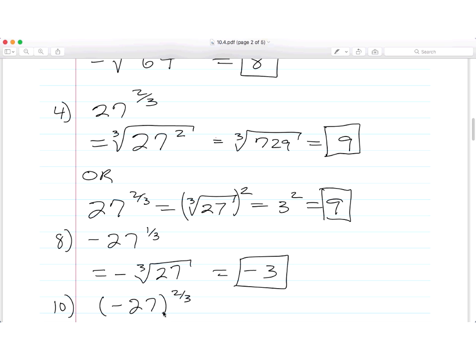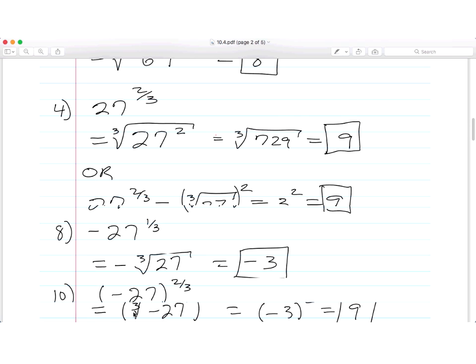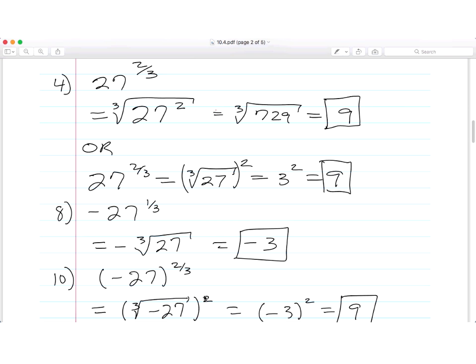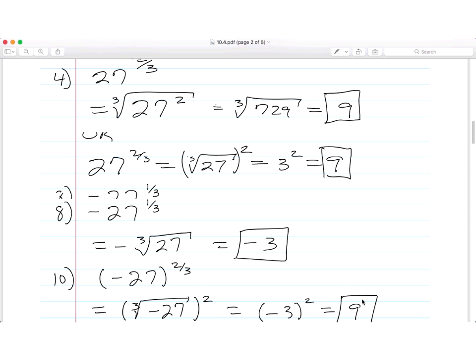Let me do problem number 10. So I have negative 27 to the power 2/3. So let's take the cube root first. And so the cube root of negative 27 is negative 3, and then square it. Negative 3 squared is 9.